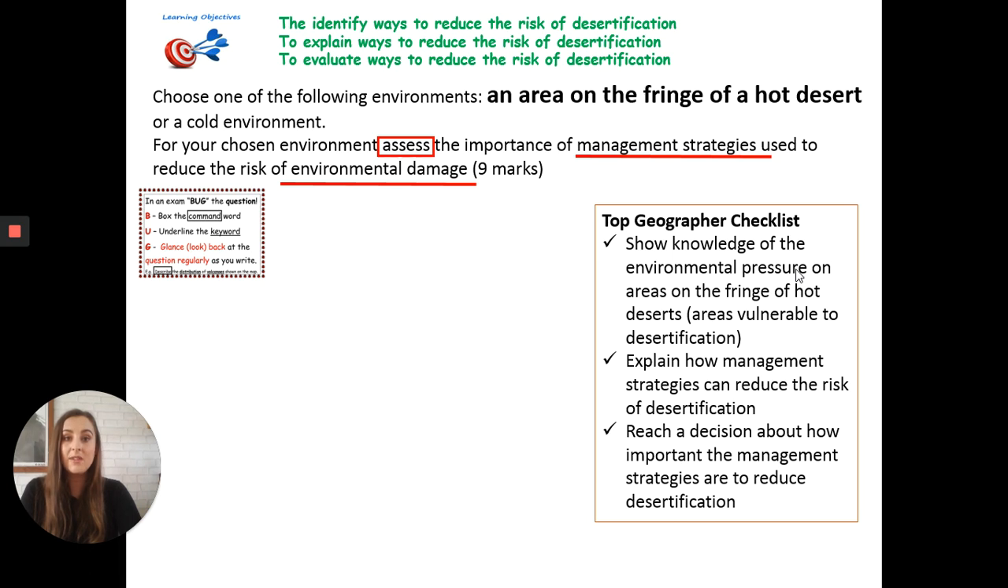At the end of the video, I want you to pause it on this slide so you've got all this in front of you. So show some knowledge of the environmental pressure that's put on these areas of hot desert, so around this Sahel region. So talk about desertification, give a definition of desertification, explain how the management strategies work, so say how stone lines work, say how planting pits work, and so on. And then you need to reach a decision about how important they are. So think back to the last slide, what was important about these strategies, but then maybe what were some issues or some reasons why it's not as important on a bigger scale.